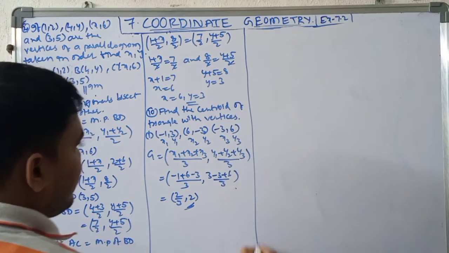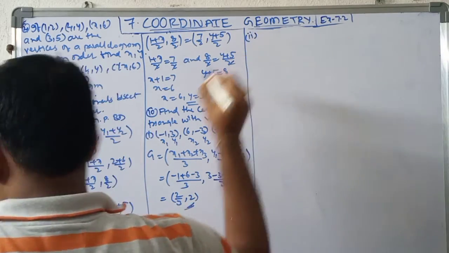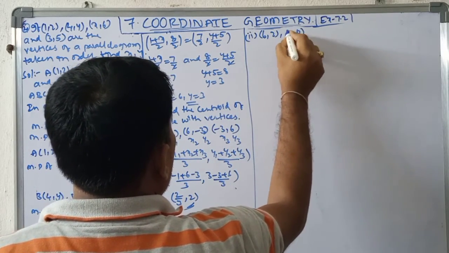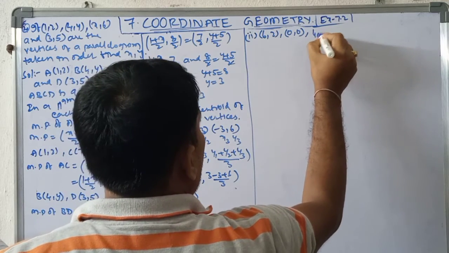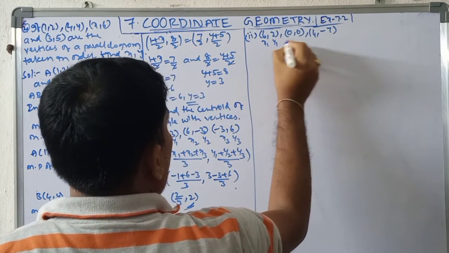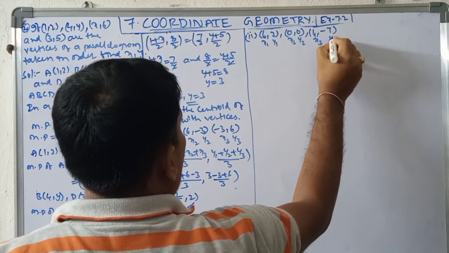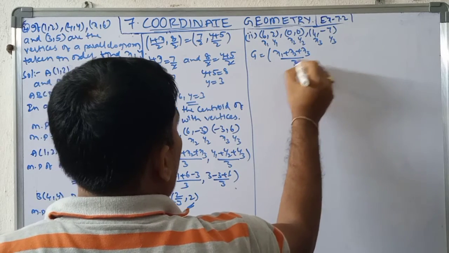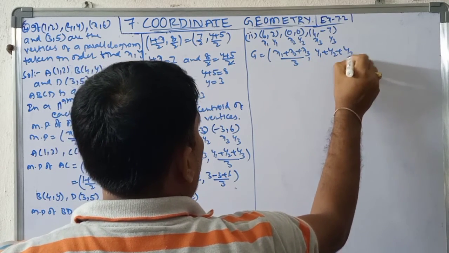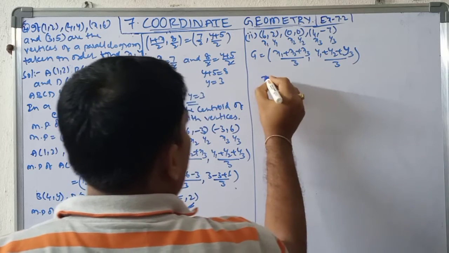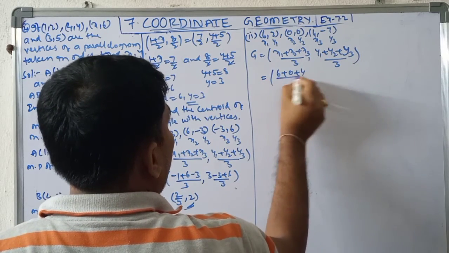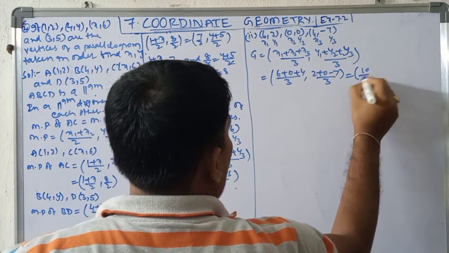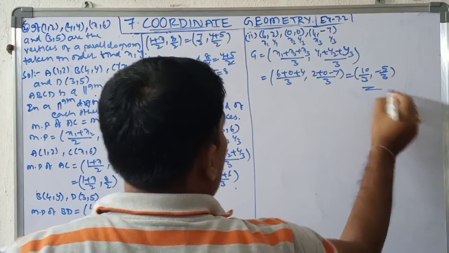Next, second one is 6 comma 2, 0 comma 0, 4 comma minus 7: x1 y1, x2 y2, x3 y3. Centroid: x1 plus x2 plus x3 by 3, y1 plus y2 plus y3 by 3. Same formula. 6 plus 0 plus 4 by 3, 2 plus 0 minus 7 by 3, which is equal to 10 by 3 comma minus 5 by 3.